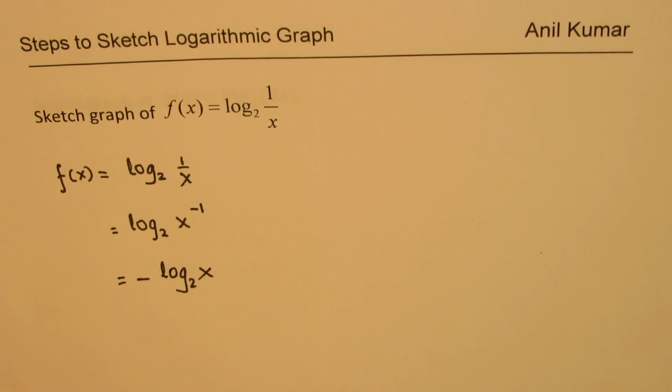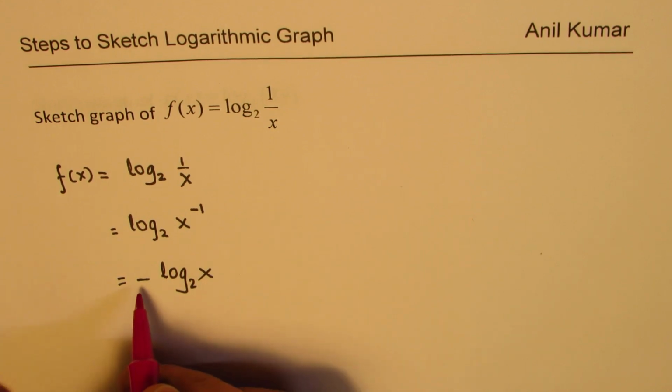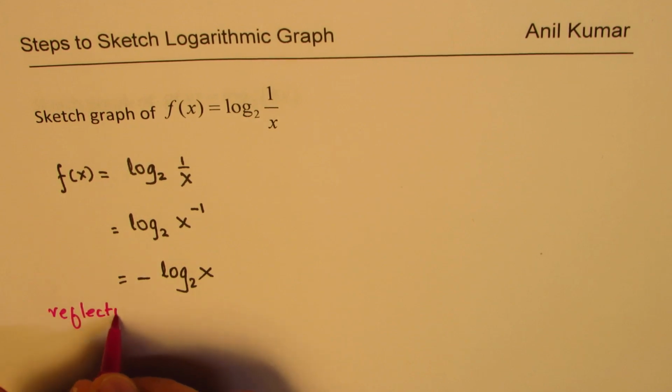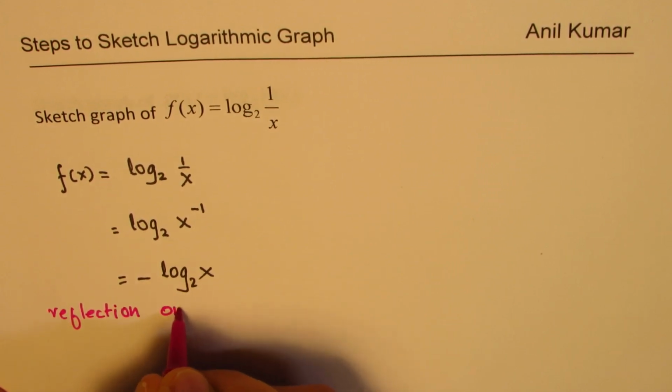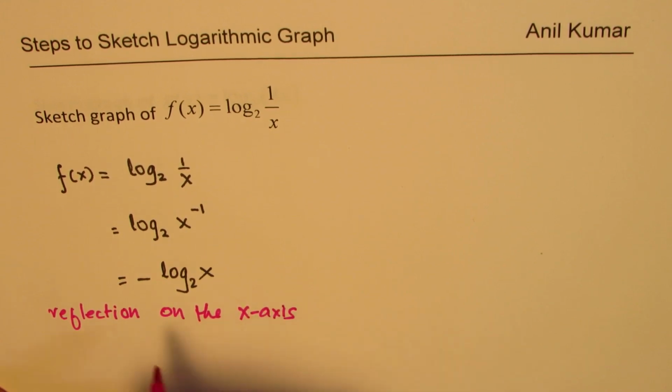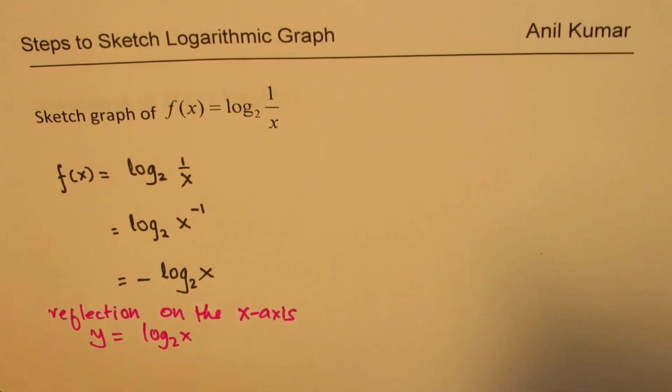Well, clearly it tells you that this graph is a reflection on the x-axis, correct? So it's a vertical reflection. So it is a reflection on the x-axis, correct? So we are always considering the base function, which is y equals log to the base 2 of x. So with respect to that, this is a reflection, correct?